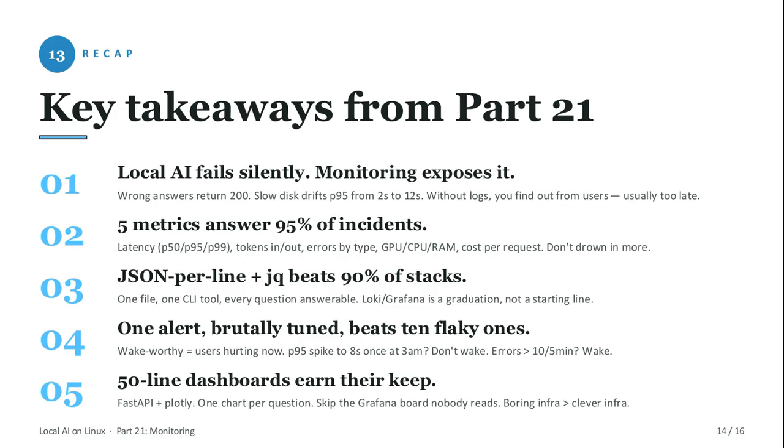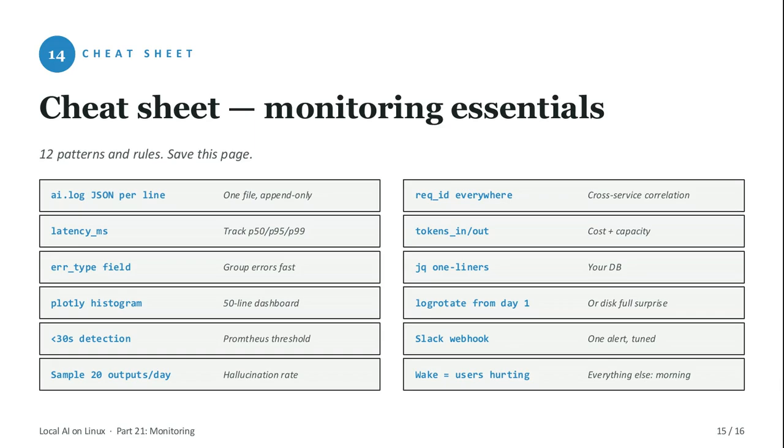1 brutally tuned alert that passes the 3 a.m. test beats 10 flaky pages. And a 50-line FastAPI dashboard you actually read beats a Grafana board nobody opens. Boring infra wins. And because takeaways fade, here's the cheat sheet.